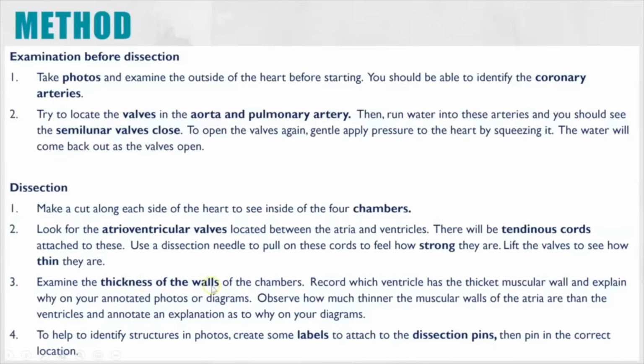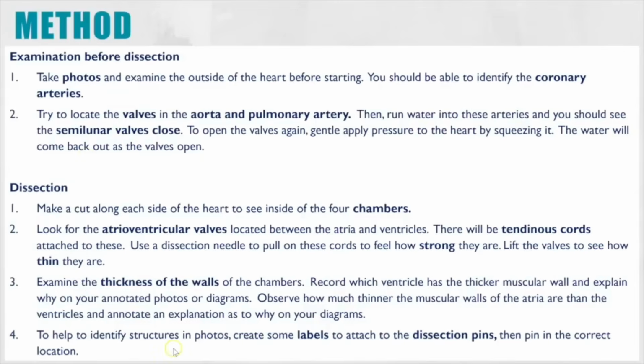Next, examine the thickness of the muscular walls of the different chambers. The key things I'd be noting down are the thickness of the left ventricle muscular wall in comparison to the right, and annotate any photos you take to explain why you have a thicker ventricle on the left side. And also compare the thickness of the walls of the atria compared to the ventricles, and again annotate why. Now, if you do want to know the reasons why, I'll link up here my video on heart structure and function, and then you can find out all of those details there.